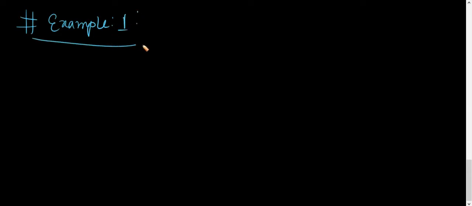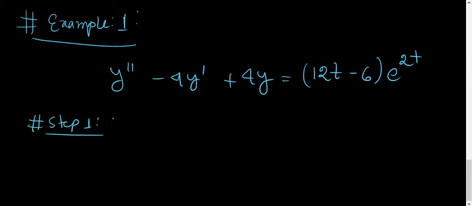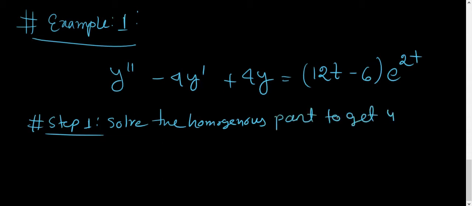is that you have an equation y double prime minus 4y prime plus 4y equals (12t minus 6) times e to the power 2t. So the first step is to solve the homogeneous part first, to get the complementary solution, that is y_c of t.